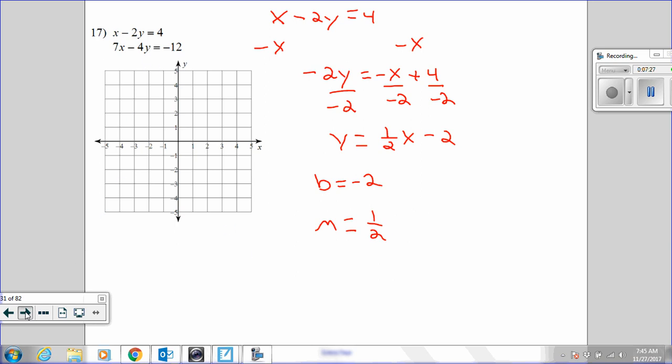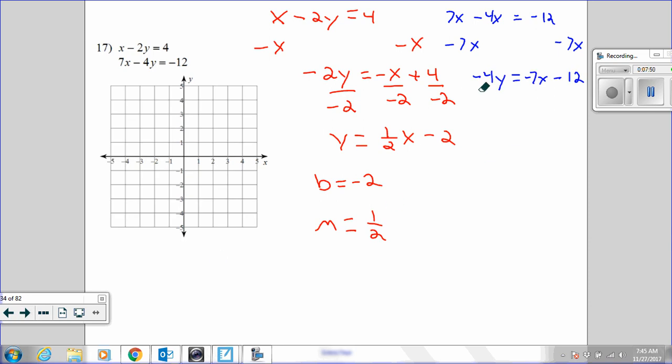Now I'm going to go ahead and do my second. So that's going to be 7x minus 4y equal to negative 12. I'm going to subtract the 7x on both sides here. Okay, go ahead and simplify, and I have a negative 4y is equal to negative 7x minus 12, moving that negative 7x close to the equal sign. Now I'm going to divide by negative 4 all the way across.